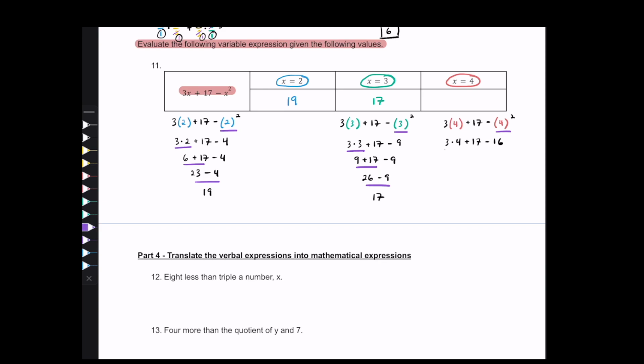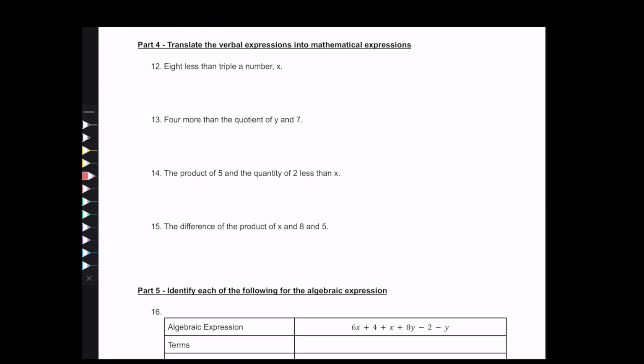And then using multiplication, 3 times 4 is 12, so 12 plus 17 minus 16. And then left to right, 12 plus 17 is going to be 29, so we have 29 minus 16, and 29 minus 16 should be equal to 13. So when x is 4, this expression is equal to 13. All right, cool. Moving on, let's start talking about translating some verbal expressions here.